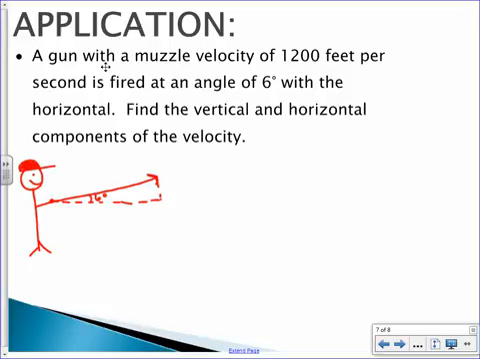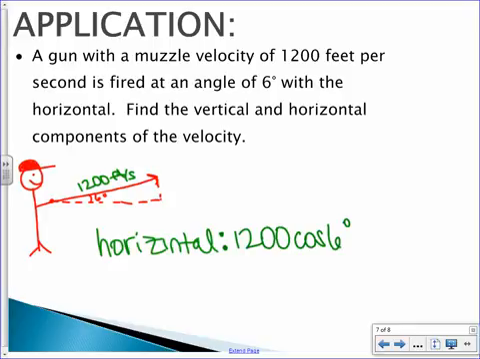1,200 feet per second is describing the what? Yes, it's describing the magnitude. So 1,200 feet per second is the magnitude of our vector. We want the horizontal and vertical components. Well, we have the magnitude and we have the direction. So how do we find the horizontal components? Maddie? Excellent. Please do that for me in your calculators.